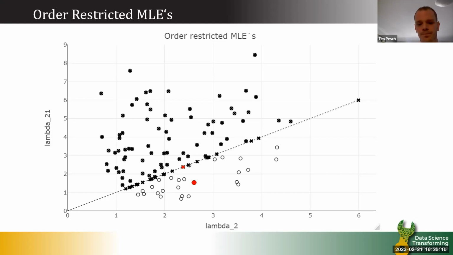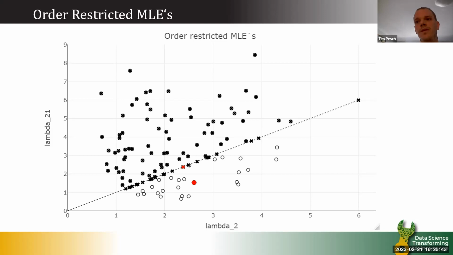Now that's obviously very easy to understand in a 2D setting. It gets more complicated and impossible to visualize for greater dimension, but the idea is exactly the same. We will always have an orthogonal projection onto the cone that is essentially defined by our order restriction.